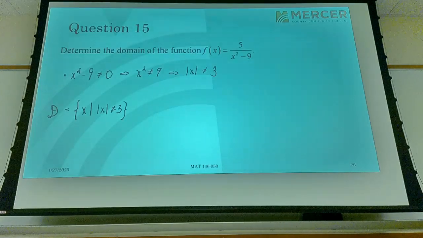And the line next to the x, what is it? That is "such that." You'll see either the straight vertical line or a colon.